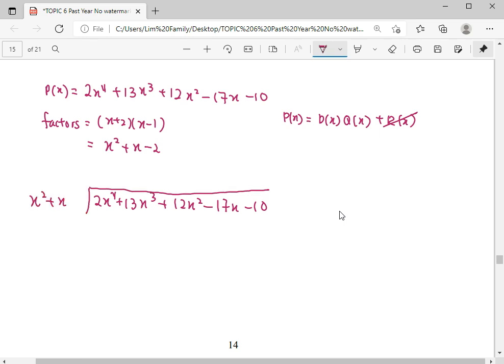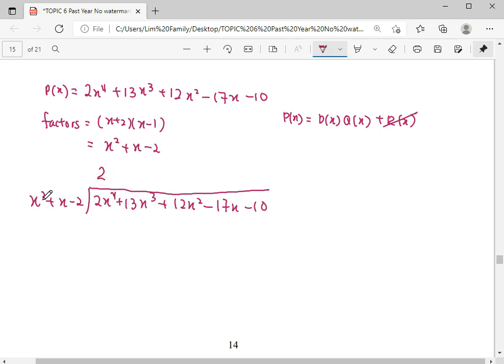Divide by these two factors. Okay, so how to do this long division? We will multiply by a value so that this polynomial's leading term here will be cancelled. So how to cancel this 2x power 4? 2 divided by 1, we need a multiplier of 2, so that I get 2x.